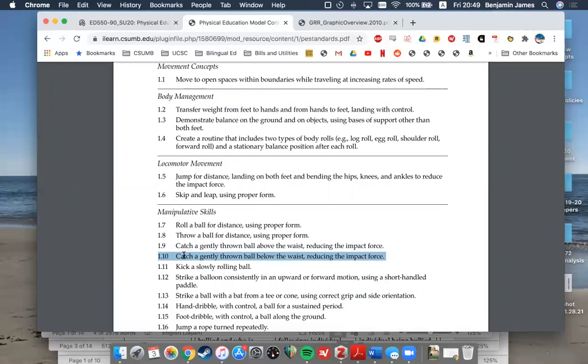So if it was this one, it might say students will be able to catch a gently thrown ball above or below the waist, reducing the impact force, right? So you can add both of these standards here, that's fine. But really focusing on modeling, introducing the concept, and modeling it, and then practicing it, in a group or in pairs with feedback from you, and then having an opportunity for them to be assessed after they've practiced it, right? It's not the same activity. It's after they've practiced it. Now we're going to do it for real, and you can assess it.